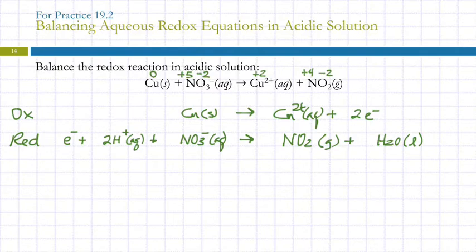Balanced for charge. I want to add these two together and have the electrons cancel out. This half reaction is making 2 electrons. So this reaction needs to gain 2 electrons.